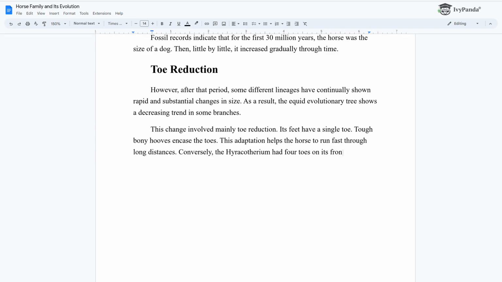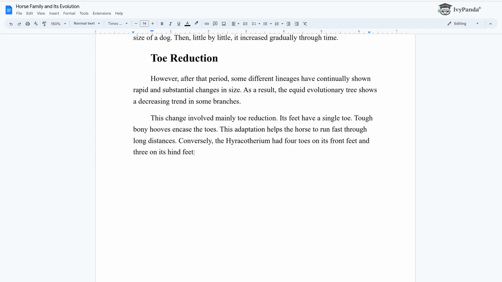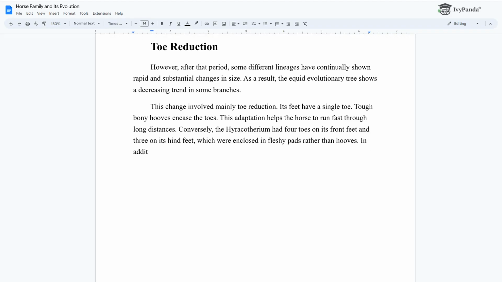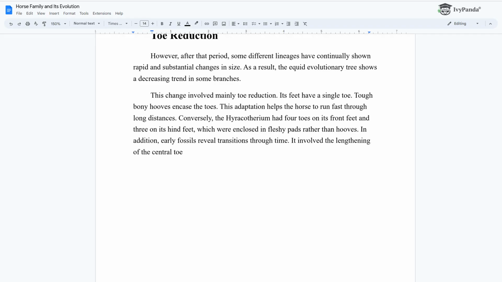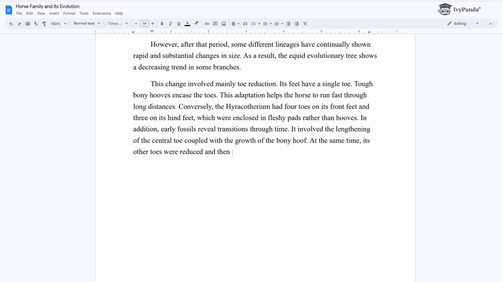Conversely, the Hyracotherium had 4 toes on its front feet and 3 on its hind feet, which were enclosed in fleshy pads rather than hooves. In addition, early fossils reveal transitions through time. It involved the lengthening of the central toe coupled with the growth of the bony hoof. At the same time, its other toes were reduced and then finally lost.